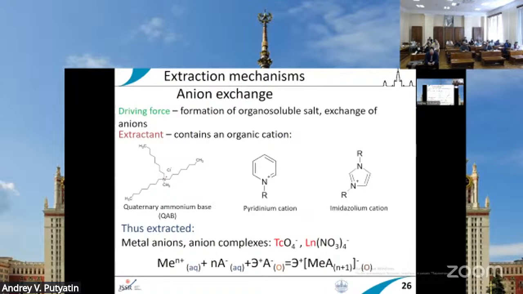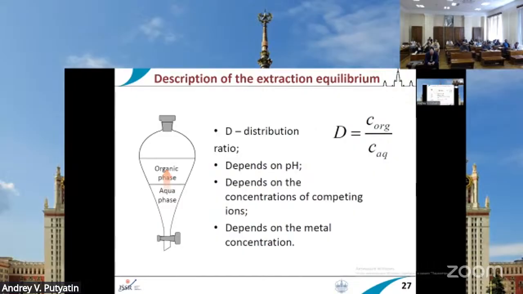So the mechanism is written down here. It looks close to cation exchange. And in general, about distribution, when we try to describe the extraction equilibrium, we use this value. It's called the distribution ratio. It's the ratio between the concentration in the organic phase and the concentration of the same substance in the aqueous phase.